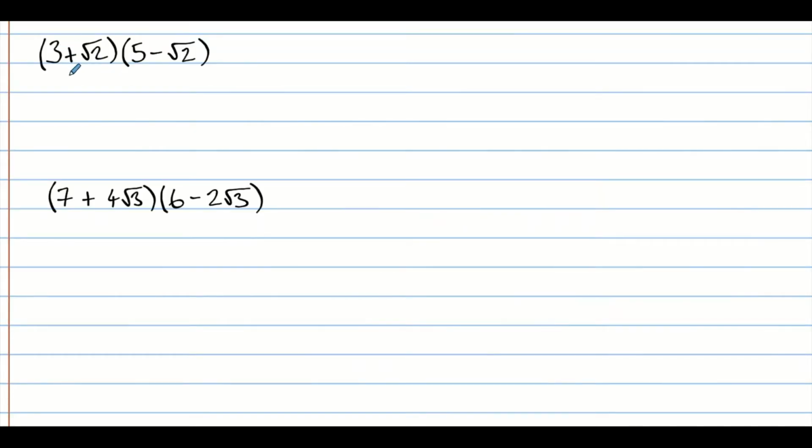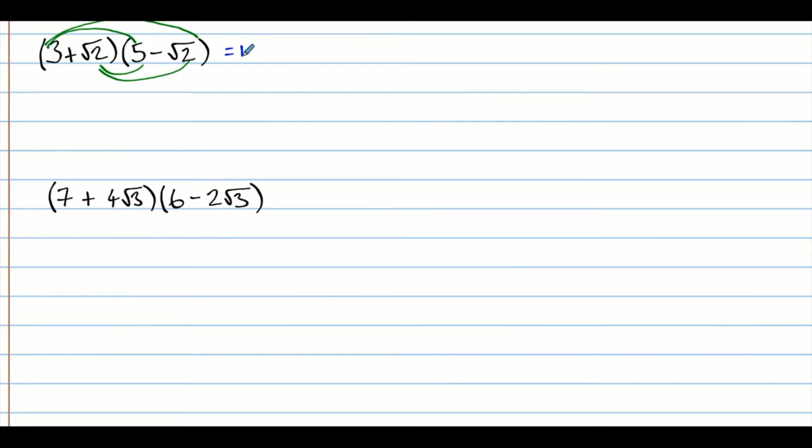The last thing to look at is multiplying out pairs of brackets or expanding brackets. We use the FOIL method, so first, outside, inside, last, in the same way that we do when we're multiplying out things like 3 plus x and 5 minus x, for example. So let's have a look.